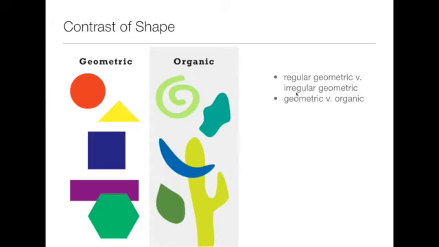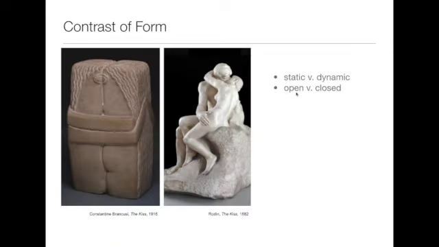Secondly, we can take a look at contrast of shapes. We know already that there are two basic overall categories of shapes. We have the geometric, those ones that we can name and identify, versus the organic, which are free-flowing and more fluid enclosed areas. So we can incorporate different shapes within an artwork as well in order to help create that idea of emphasis.